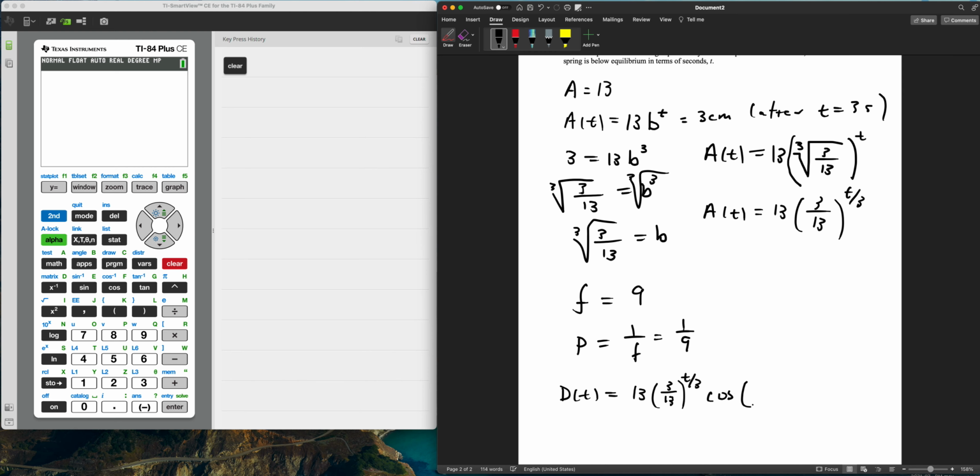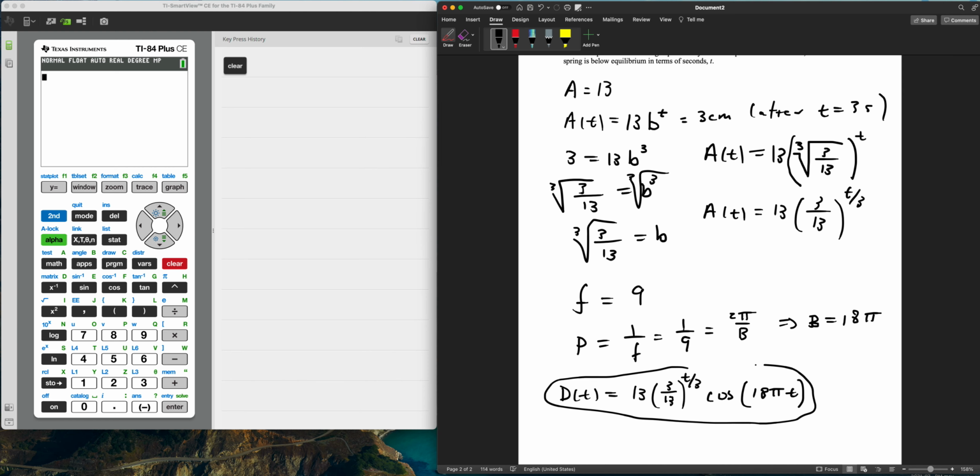Cosine, now we need to solve for b, the coefficient of t, 2 pi over b, which implies that b is going to be 18 pi, so 18 pi t. And there's no phase shift here, and there's no transformation up or down, so I don't need to worry about that. So this would be our equation for this spring problem.